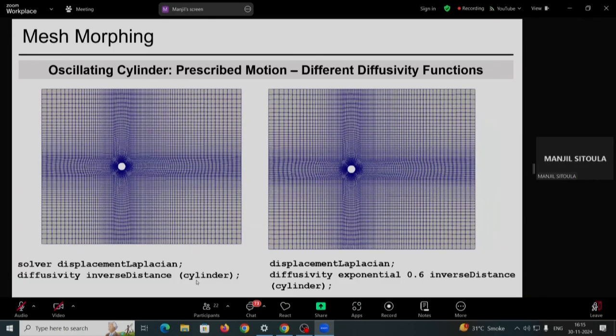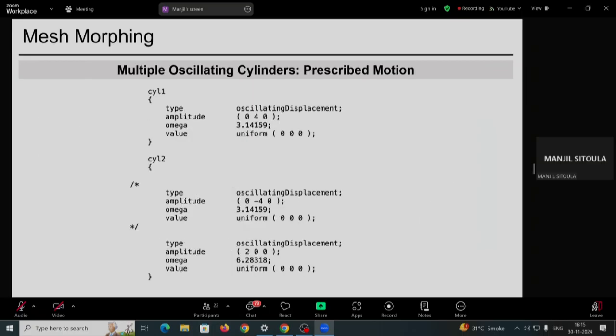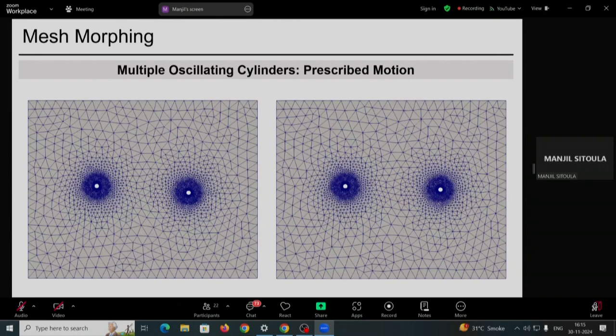We also have the exponential inverse distance, and we have to assign the patch name, the moving boundary name. We can also define this for multiple geometries. So we can do it for multiple oscillating cylinders and give a different prescribed motion to the cylinders. So either it can be the same motion, or it can be a different motion. So in this cylinder one, we have provided oscillating displacement in the y direction, whereas in the cylinder two, there is displacement in the x direction. So we can see that in the right hand side figure, one cylinder is moving in the vertical and the other is in the horizontal direction. We can do this just by giving a different type of motion function.